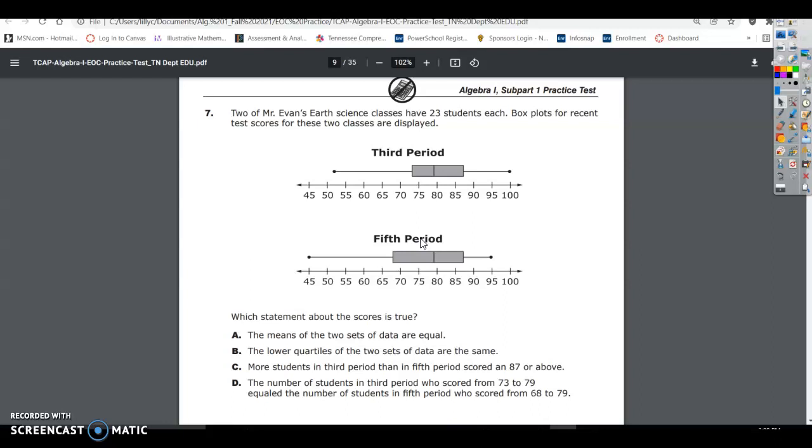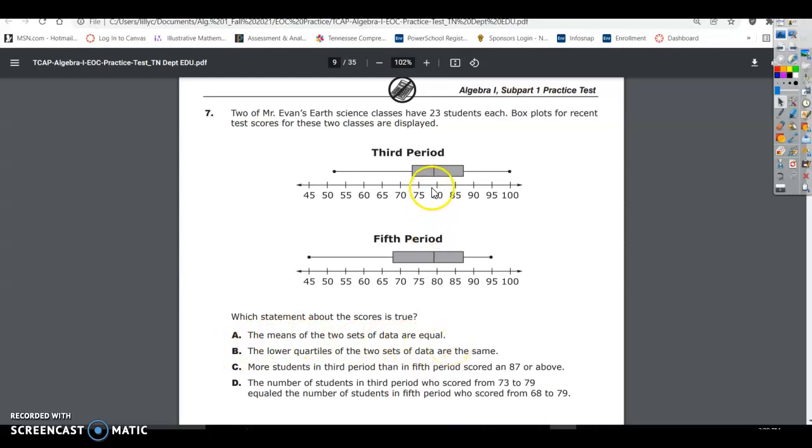Okay, if we look at these, we can see that the median here looks about the same. It looks like 3rd period, their Q1 is around 73, where here it's probably around 67, 68. And then our Q3, probably 87-ish, about the same here. All right, so it says which statement about the scores is true? All right, the mean of the 2 sets of data are equal.